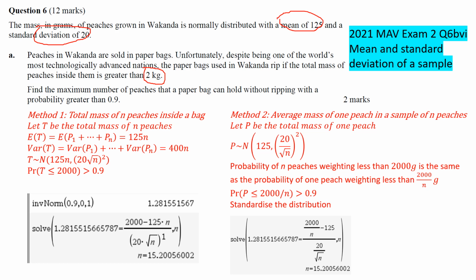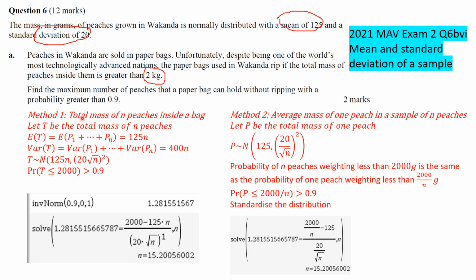And you want to work out how many peaches you can put inside the bag such that the probability that the bag will not break is rated at 90%. There are two methods to solve this problem.